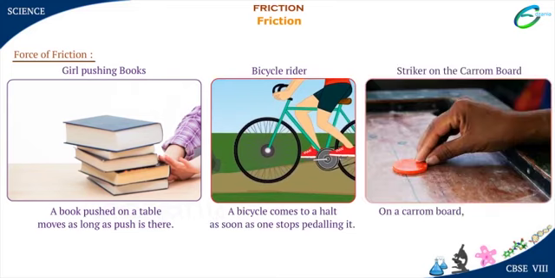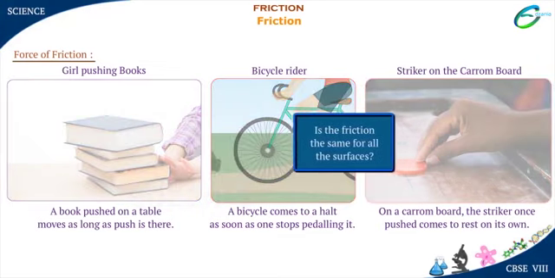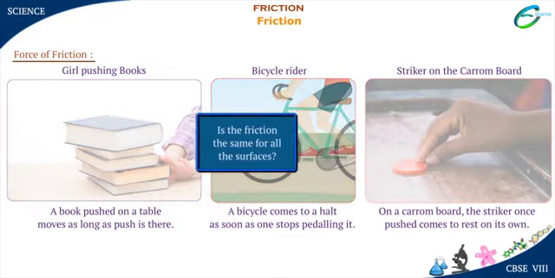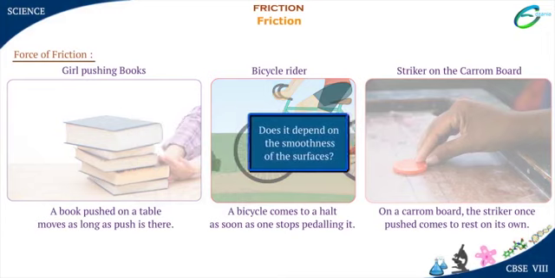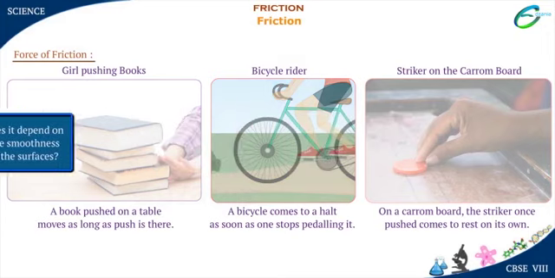On a carom board, the striker, once pushed, comes to rest on its own. It is the friction between striker and carom board's surfaces which opposes the motion of striker. Is the friction the same for all the surfaces? Does it depend on the smoothness of the surfaces?